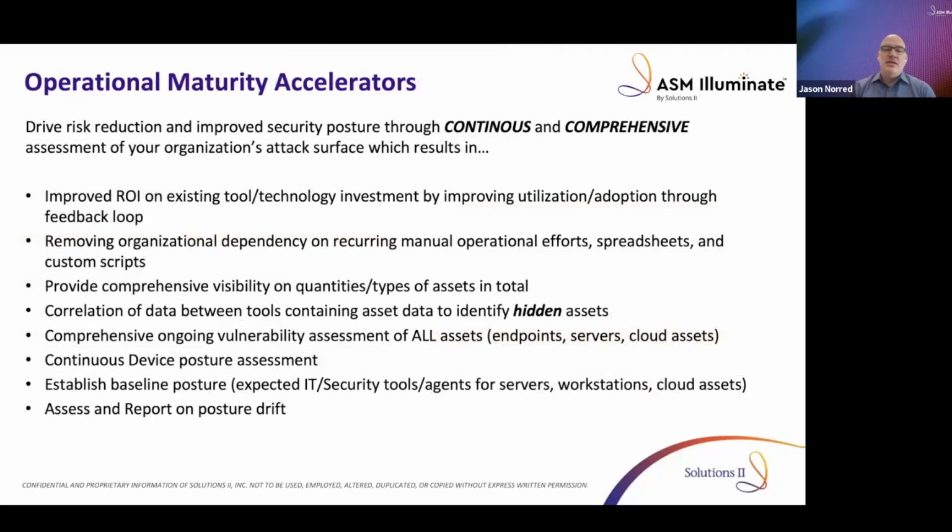So just some things to think about. The goal of ASM Illuminate is to drive operational maturity and really accelerate that in your environment, so that we're reducing risk and improving security posture on a continuous and comprehensive basis based on the assessment of your organization's attack surface. And again, we're defining the attack surface as comprehensive. It's everything in the environment, not just the external attack surface, but your entire attack surface. So users, identity, assets, on-prem, off-prem, cloud, etc. But also driving better ROI on the existing tool and technology investment.